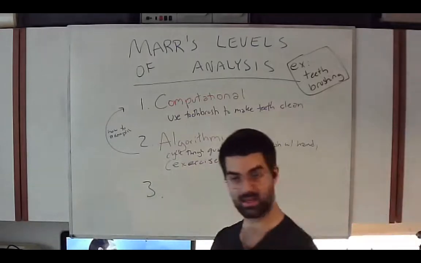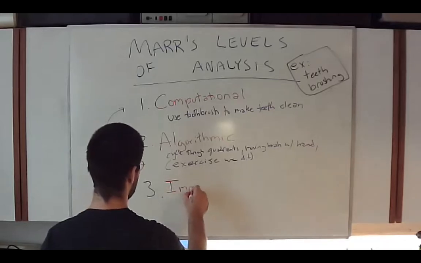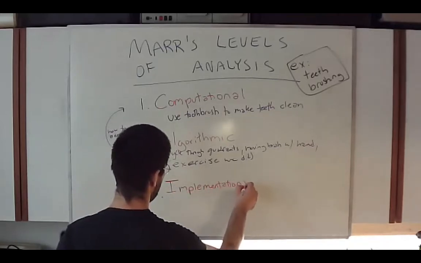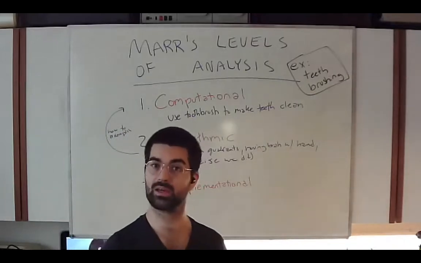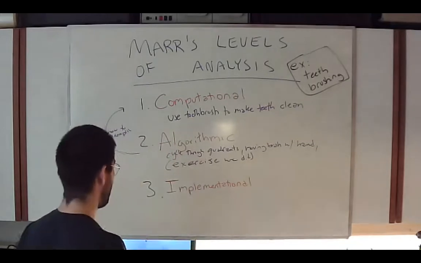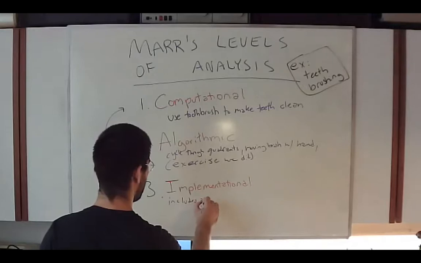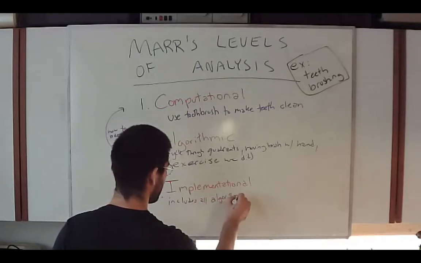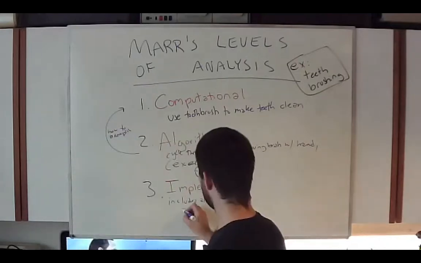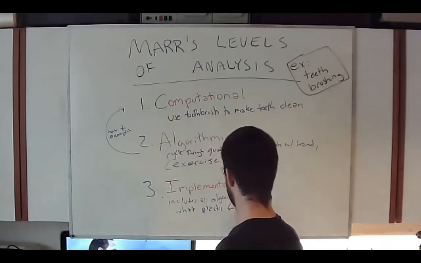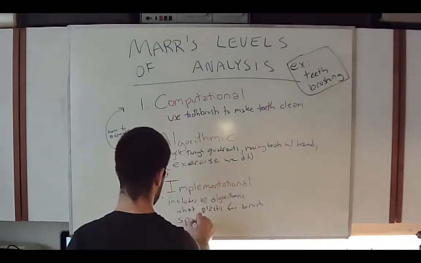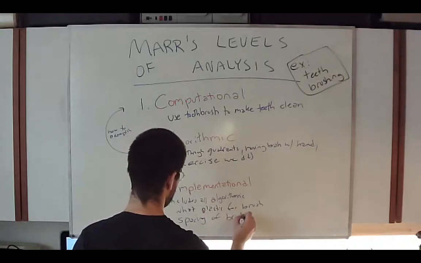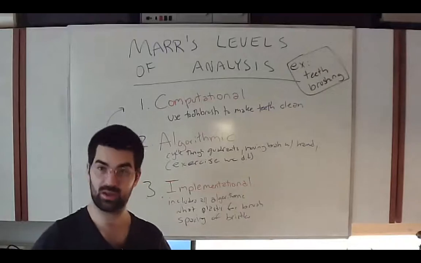And now we're going to get to the last level, which is the implementational. The implementational is even lower level, more specific, where we're talking about all of the algorithmic, but also physical things. It's how it's actually done. So like what plastic is used in the brush, what the spacing of the bristles is, and any other physical descriptions of how this thing is actually happening.